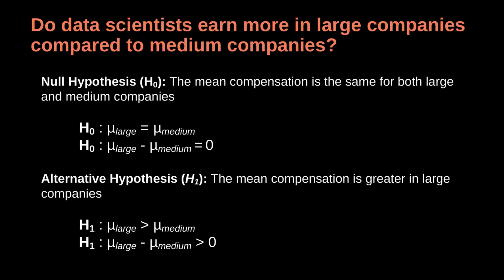The null hypothesis states that the mean compensation is the same for both large and small companies. The alternative hypothesis states that the mean compensation is higher for those who are working in large companies. We can express these hypotheses using equations. Mu stands for unknown population mean, and we use subscripts to show which group the mean refers to. Another way to write these equations is by comparing the difference between two population means to 0. In this case, 0 represents the assumed difference in means under the null hypothesis.